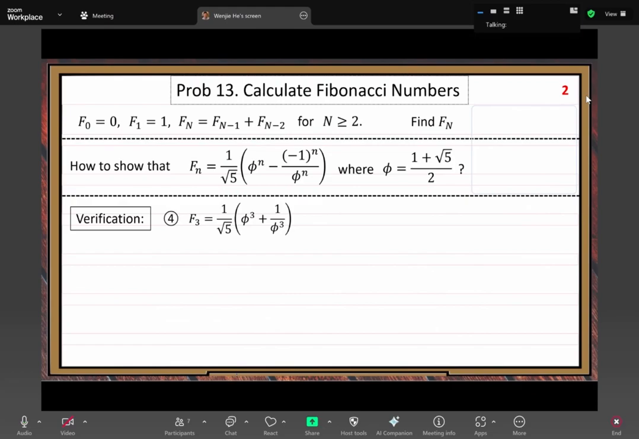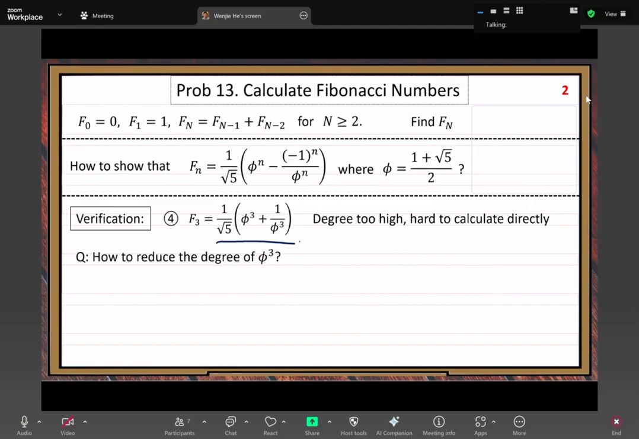F sub 3. Now we need to calculate this one. But if we use the brute force method, then it's too much work. Although we can do it, using a similar way to our verification number 3, here we want to use a smart way. Not that kind of brute force, hard work, the messy way. For the smart way, we need to go back to the original quadratic equation for the golden ratio. So here, let's recall.